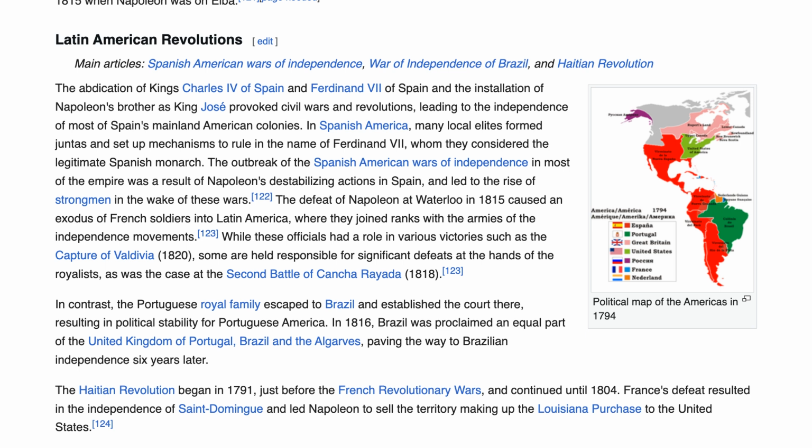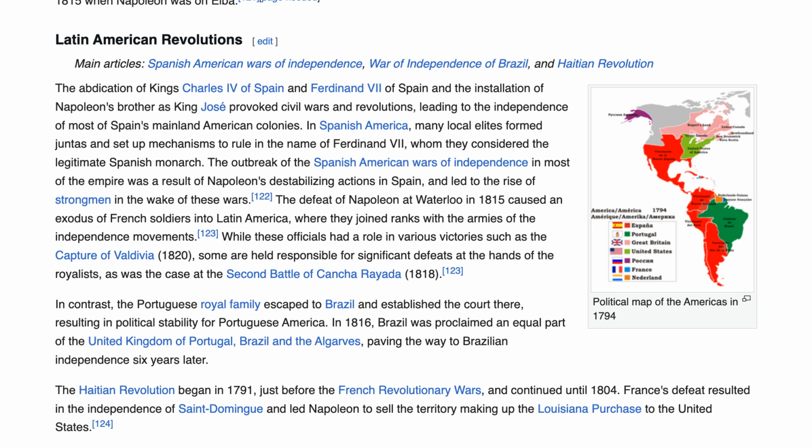The outbreak of the Spanish-American Wars of Independence in most of the empire was a result of Napoleon's destabilizing actions in Spain, and led to the rise of strongmen in the wake of these wars. The defeat of Napoleon at Waterloo in 1815 caused an exodus of French soldiers into Latin America, where they joined ranks with the armies of the independence movements.